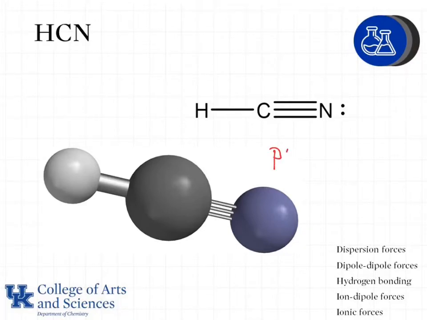Next, we'll look at HCN, which we previously established as being a polar molecule. It will have dispersion forces because all molecules have atoms and all atoms have electrons. Therefore, all substances will have dispersion forces. It is a polar molecule, so it will also have dipole-dipole forces. It does have a hydrogen, but it does not meet the definition of hydrogen bonding because we need a hydrogen attached to a fluorine, oxygen, or nitrogen. Although there is a nitrogen in this molecule and a hydrogen, they are not bonded to one another, so it does not meet the definition of hydrogen bonding. Nor are there any ions, so no ion dipole or ionic forces.